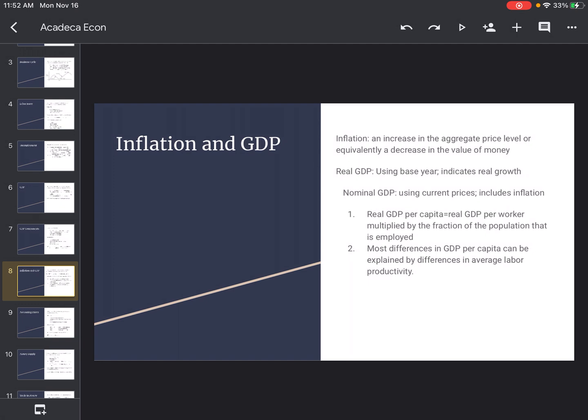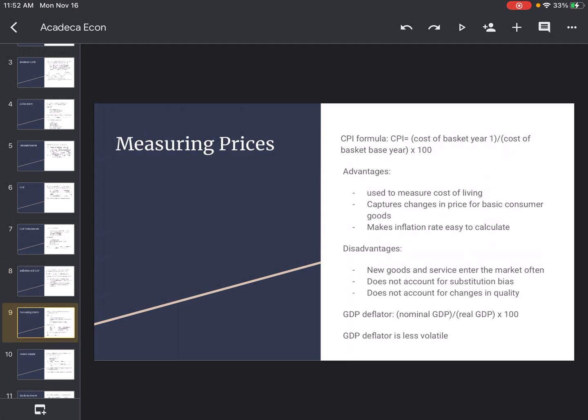So, yeah. Measuring prices. The Bureau of Labor Statistics calculates the Consumer Price Index each month by comparing the prices of a basket of goods. So the Consumer Price Index formula is cost of basket in year one divided by the cost of said basket in the base year times 100. So that's just getting a percent change.